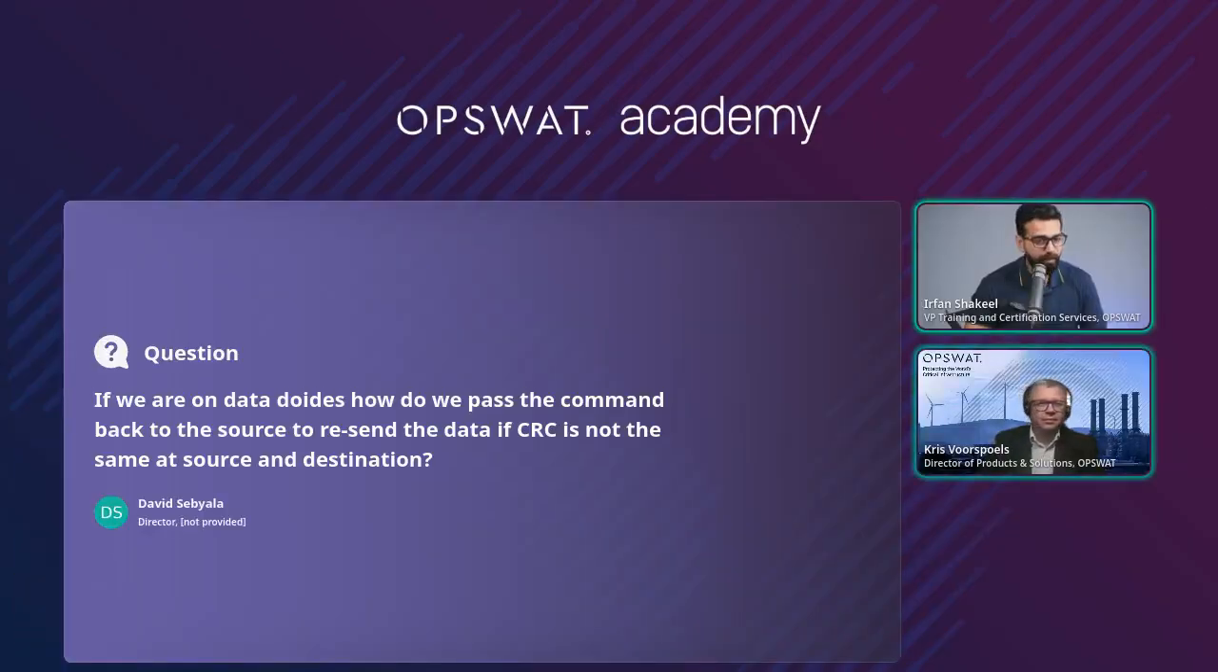Okay, so before that, you were mentioning CRC and error checks and how to have reliable communication in one way. So I see a very interesting question from David coming on the screen. It says, if we are on data diodes, how do we pass the command back to the source to resend the data if the CRC is not the same at source and destination? That is highly relevant to what you were explaining, so that is why I thought to bring it now.